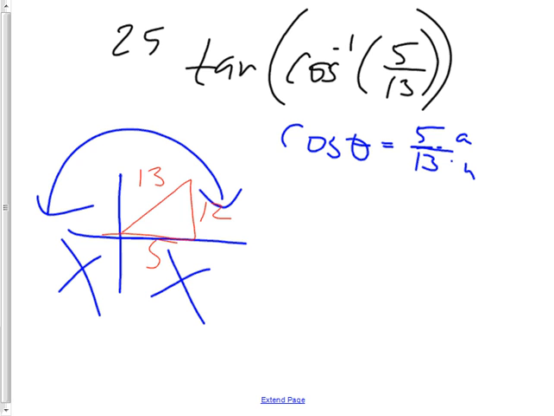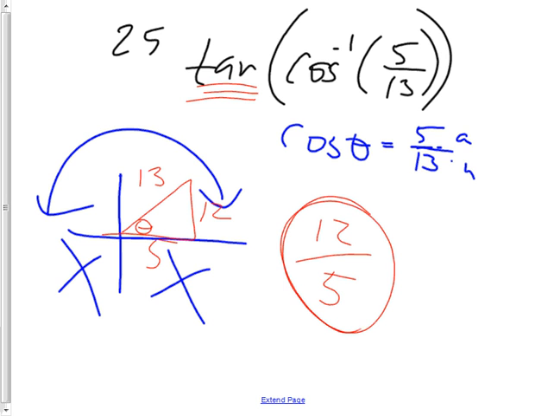Okay, so now what? In the end, you want the tangent of this angle, which is right here. And tangent of that angle is TOA, opposite over adjacent, which is 12 over 5, 12/5. Anybody beat me to that and had that already? Awesome. Good.